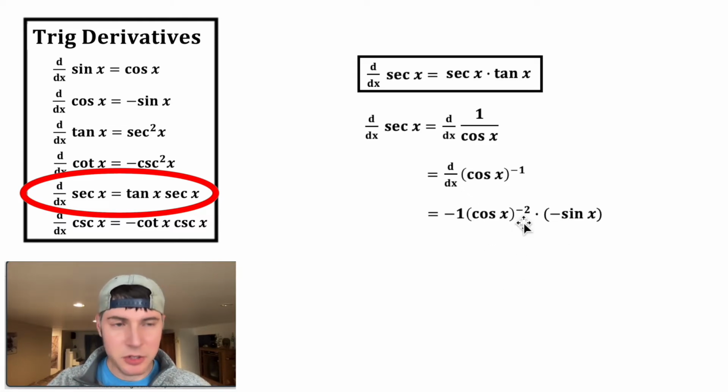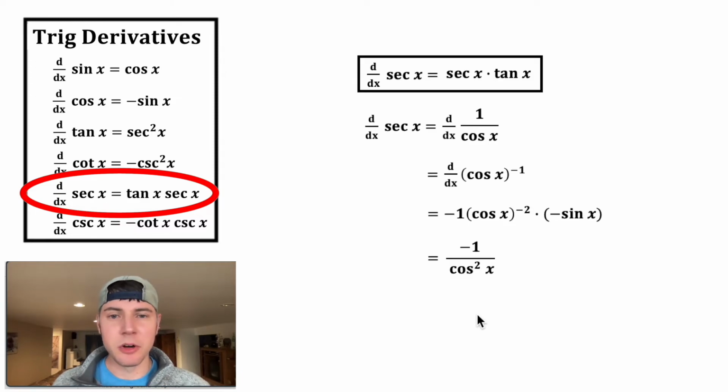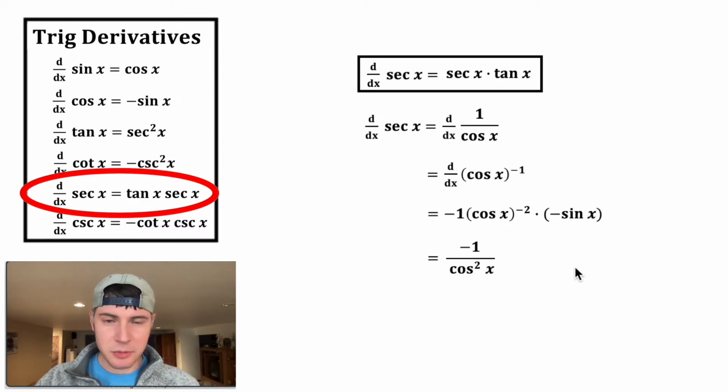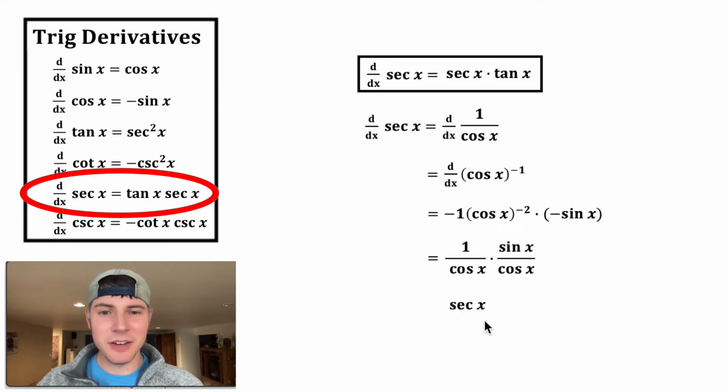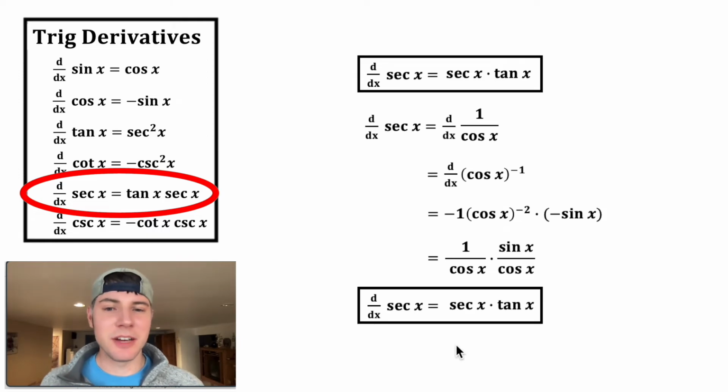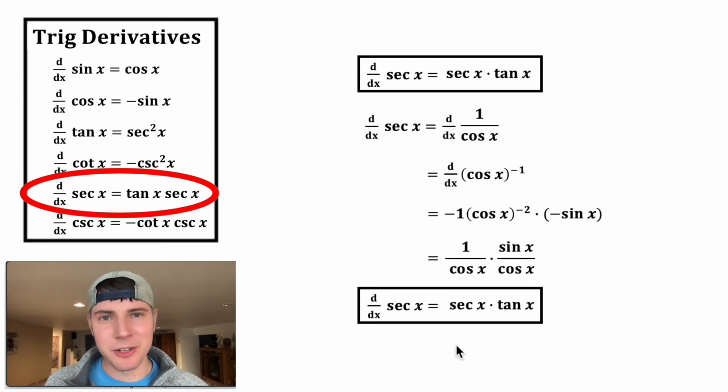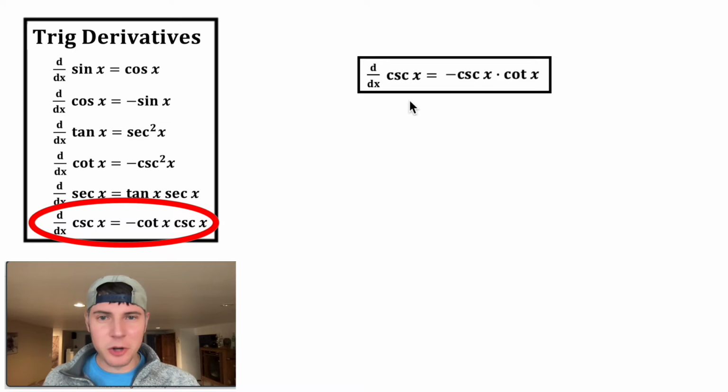So because of the negative 2 exponent, this first term is going to be negative 1 over cosine squared x. And this second term can be written as negative sine over 1. These two negatives can multiply and go away. This cosine squared is cosine times cosine. I'm going to bring one of the cosines over here. 1 over cosine x is secant of x, and sine x over cosine x is tangent of x. And this is the reason why the derivative of secant of x is equal to secant x tangent x. How exciting. And last, let's look at the derivative of cosecant of x.